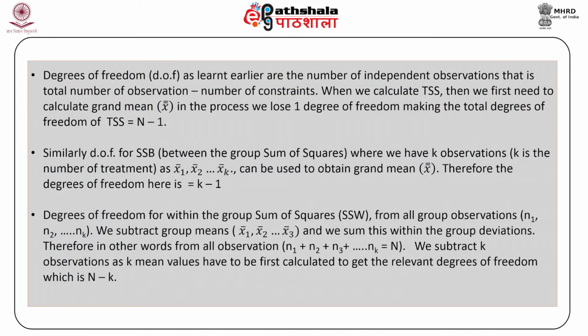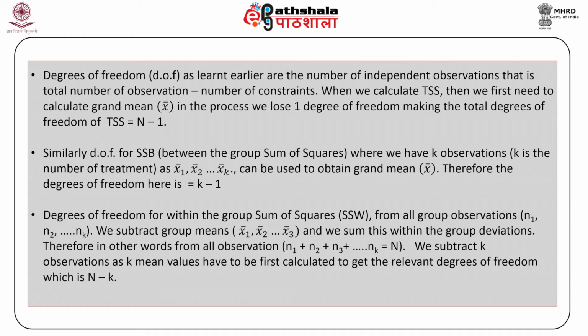Now you can see that we have already defined degrees of freedom as the total number of observations minus the number of constraints. And these N minus K, K minus 1 and N minus 1 are nothing but the degrees of freedom. When we calculate TSS, we first need to calculate the grand mean, X double bar. In the process, we lose 1 degree of freedom, making the total degrees of freedom of TSS equal to N minus 1. Similarly, for the degrees of freedom of SSB, the between the group sum of squares, we have K observations, where K is the number of treatments, as X1 bar, X2 bar, up to Xk bar, and we can see that they can be used to obtain the grand mean X double bar.